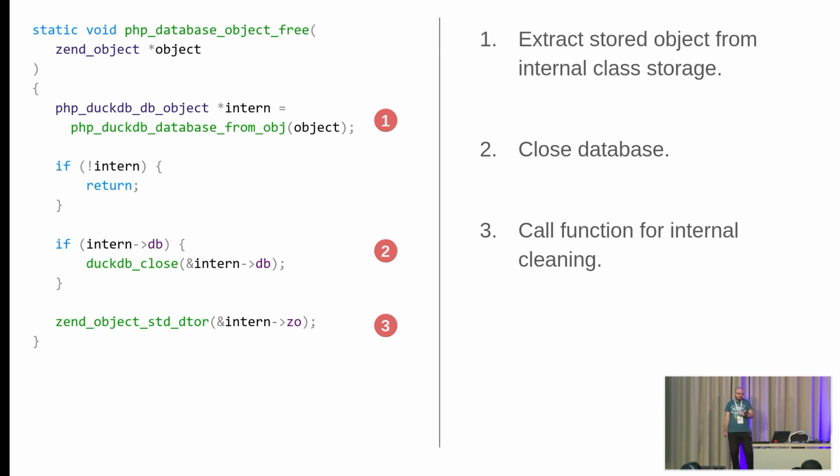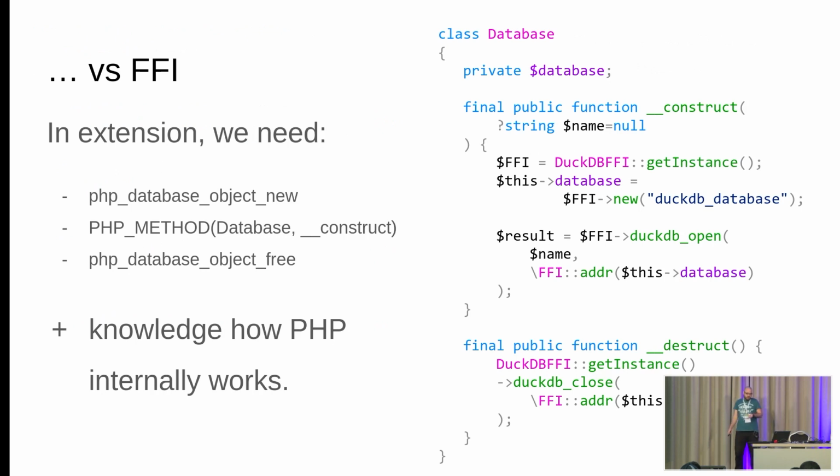And the last one is a PHP database object free function. This will simply, again, extract the stored object from internal class storage. It will close the database. And again, it will call a function for internal cleaning. What's kind of funny is if we don't provide this function, it will at first sight work as it should, but one day it will maybe crash in some situation in which we simply don't presume that it should crash. So, a very quick comparison with FFI.